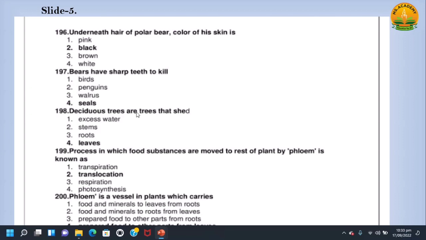Deciduous trees are trees that shed, right option is 4, leaves. The process in which food substances are moved to the rest of the plant by phloem is known as, right option is translocation. Phloem is a vessel in plants which carries, right option is 3, prepared food to other parts from roots.